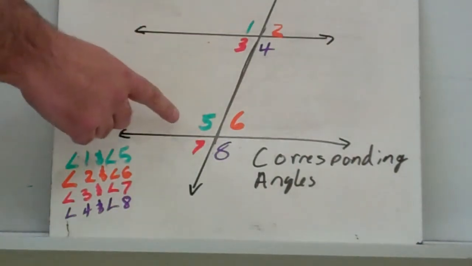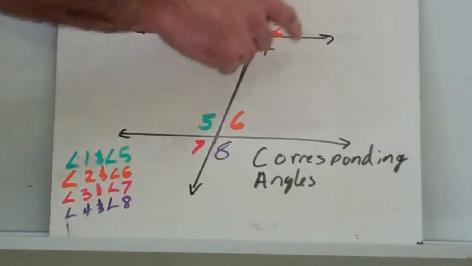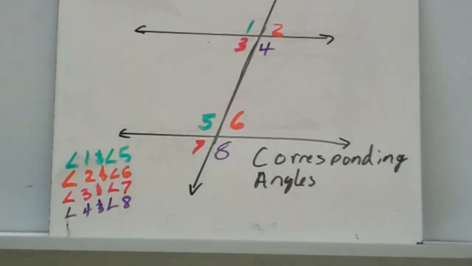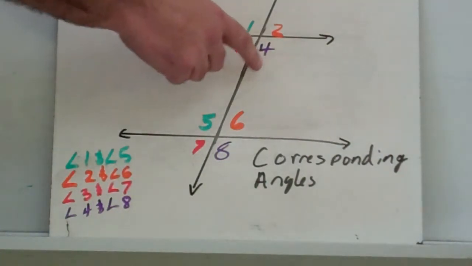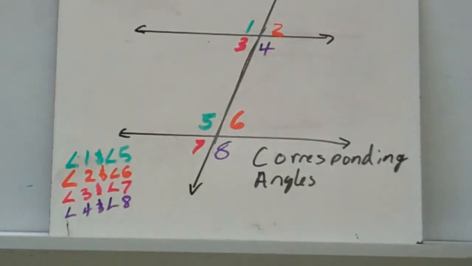So I have angles 1 and 5 and angles 2 and 6. Angles 2 and 6 are both in the upper right corner of the transversal line cutting through that parallel line. Then we have angle 4 and angle 8 and angle 3 and angle 7. Those are corresponding angles.